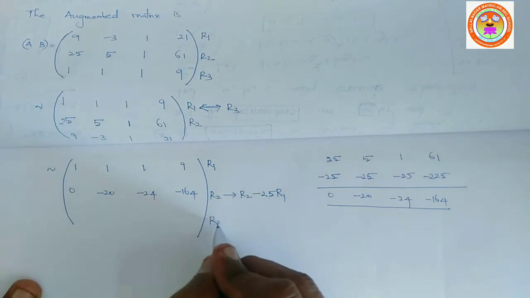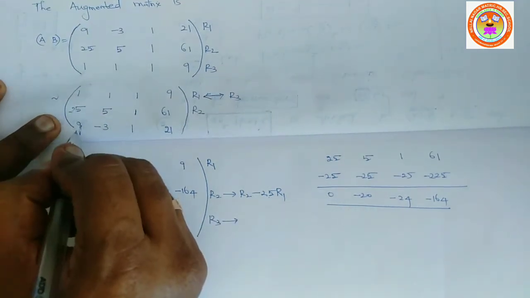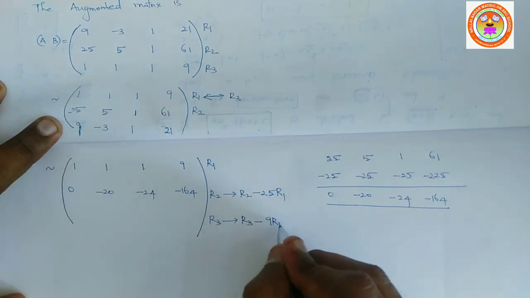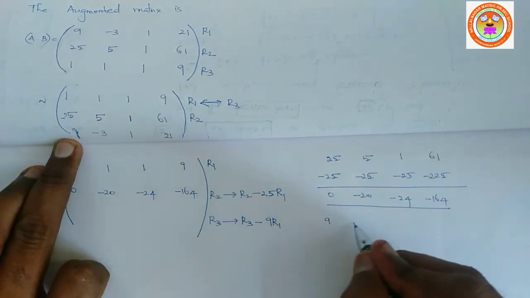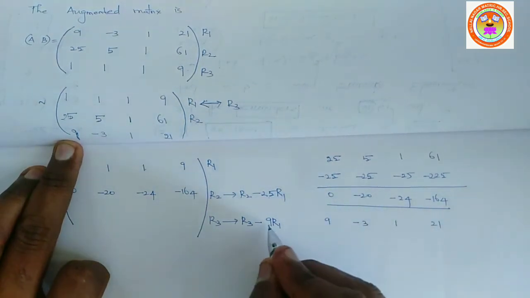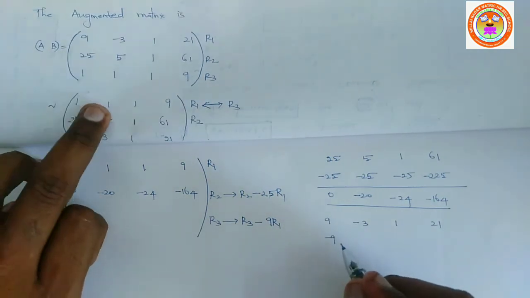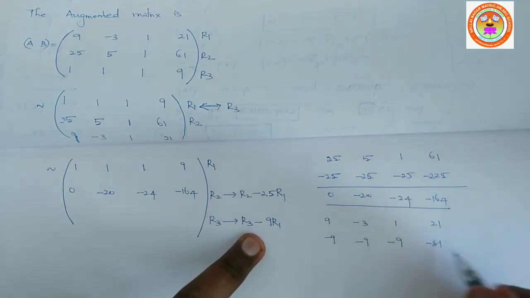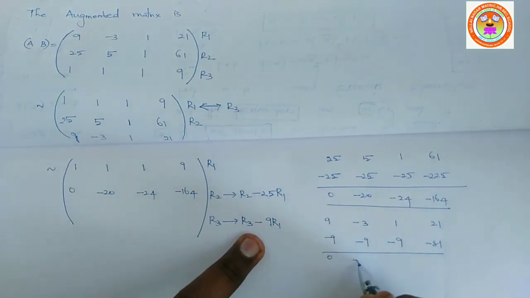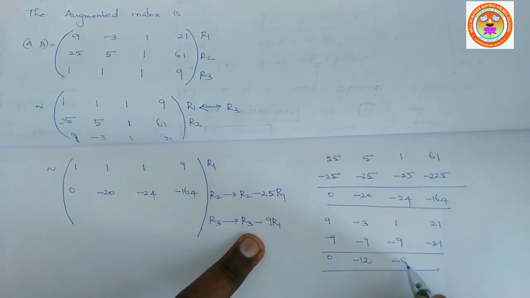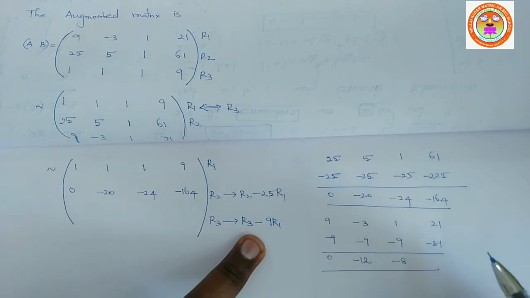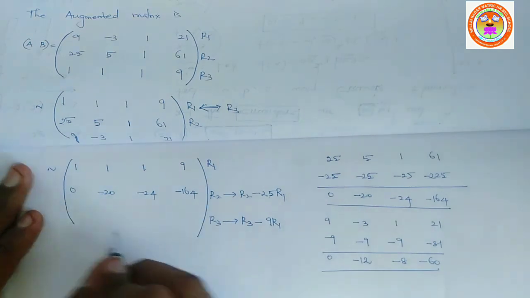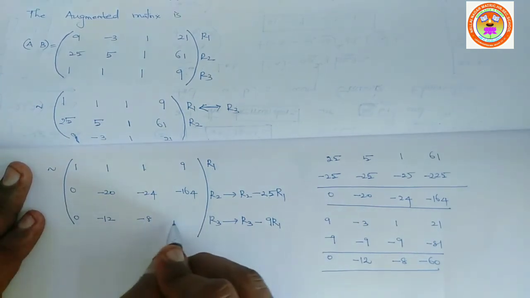Next, there is change in R3. R3 tends to R3 minus 9 R1, since I need to multiply R1 by minus 9. First write R3: 9, minus 3, 121. Multiply with minus 9. 1 into minus 9 is minus 9. 1 into minus 9 is minus 9. 9 into minus 9 is minus 81. So 0. Minus 3 minus 9 is minus 12. 1 minus 9 is minus 8. Minus 81 minus 21 gives us minus 60. So write 0, minus 12, minus 8, minus 60.